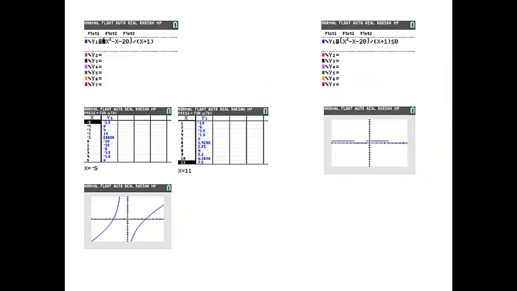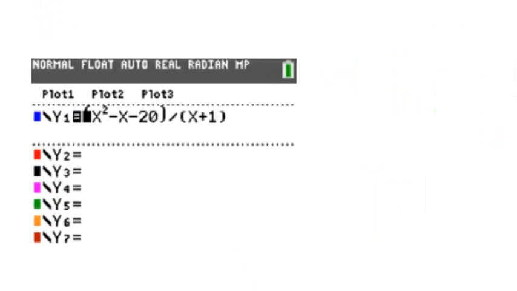Speaking of the calculator, I have some screenshots that I want to show you and how you can actually use a calculator. So when you go to your y equals screen, your equation editor, you're going to enter the function. Be sure to put the numerator in parentheses, x squared minus x minus 20. Close those parentheses and then do divided by, in parentheses, x plus 1. Parentheses are very important here.